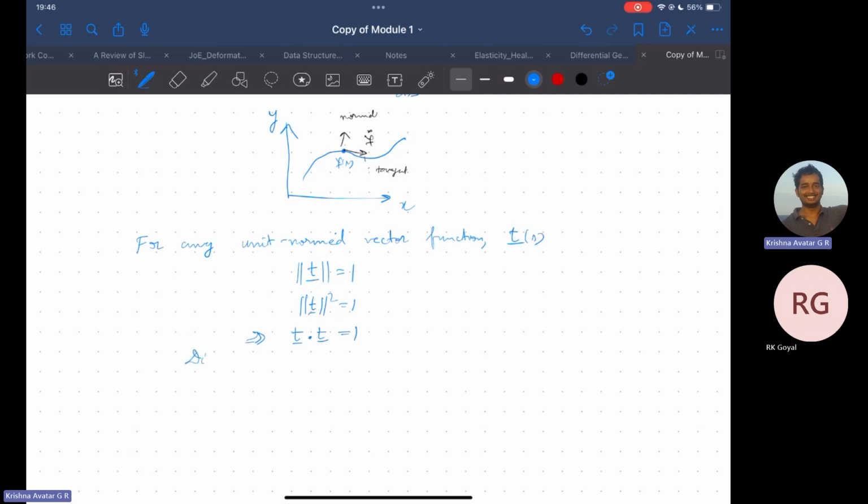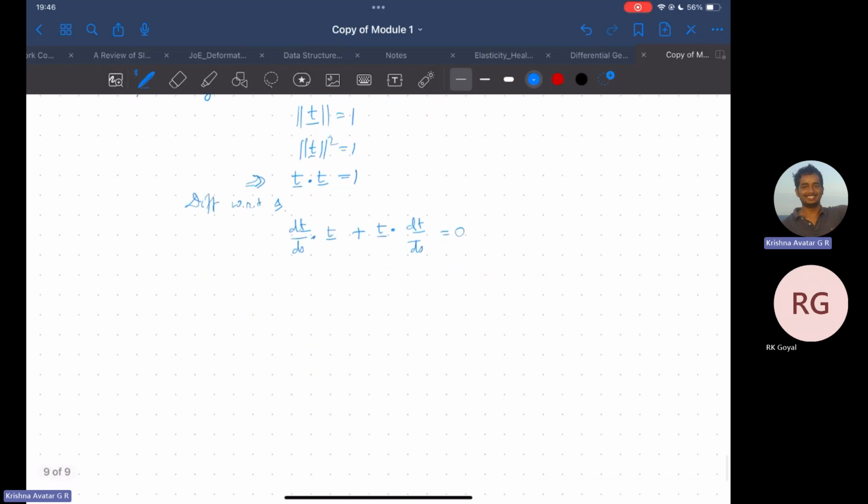Now what we do is differentiate with respect to s. Using the chain rule, we have dt vector by ds dot t vector plus t vector dot dt vector by ds is equal to 0, because the right hand side is constant. And of course, the dot product is commutative. So this term and this term are the same thing. So we can write it as 2 t vector dot dt vector by ds is equal to 0. And then t vector dot dt vector by ds is 0. So what we saw is that t vector is perpendicular to its own derivative, which means that they are normal to each other.